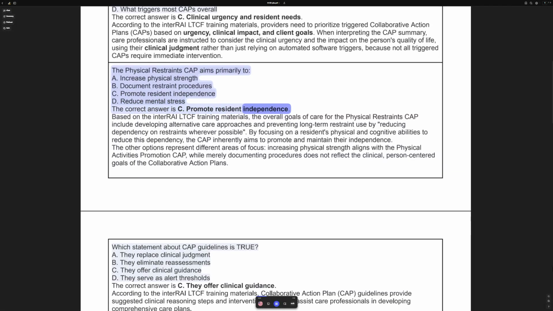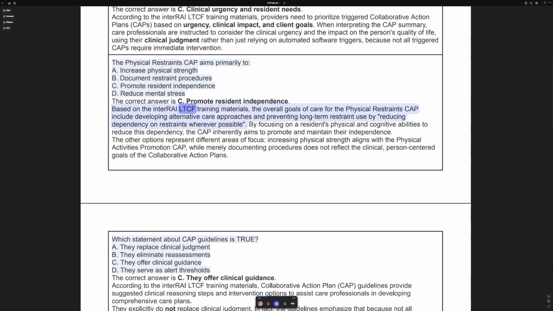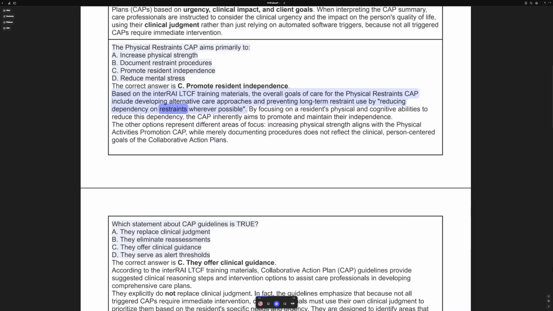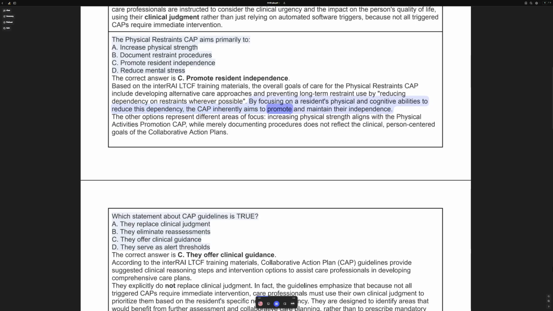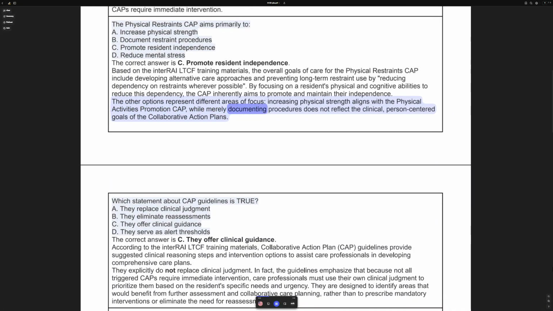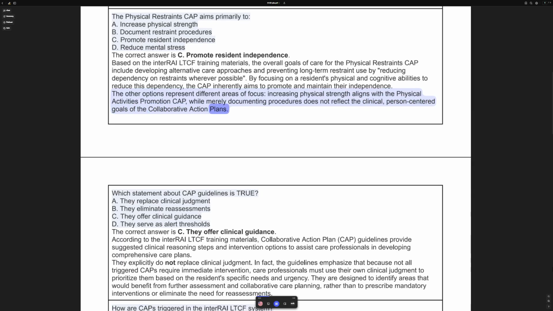Promote resident independence. Based on the RAI training materials, the overall goals of care for the physical restraints CAP include developing alternative care approaches and preventing long-term restraint use by reducing dependency on restraints wherever possible. By focusing on a resident's physical and cognitive abilities to reduce this dependency, the CAP inherently aims to promote and maintain their independence. The other options represent different areas of focus. Increasing physical strength aligns with the physical activities promotion CAP, while merely documenting procedures does not reflect the clinical, person-centered goals of the collaborative action plans.